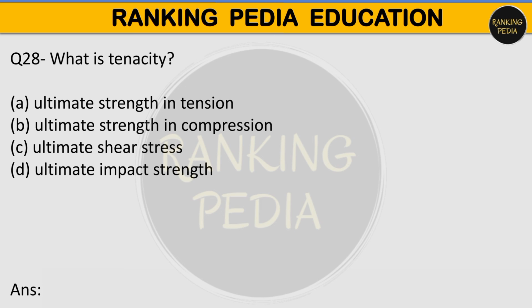Next question is, what is tenacity? Your options are ultimate strength in tension, ultimate strength in compression, ultimate shear stress, or ultimate impact stress. So the maximum stress that a material can withstand while being stretched or pulled is known as your ultimate tensile strength, that is also called your tenacity. So option number A is correct, that is ultimate strength in tension.